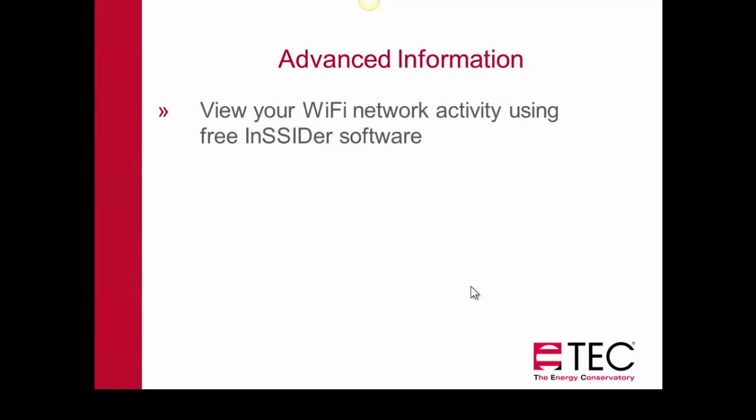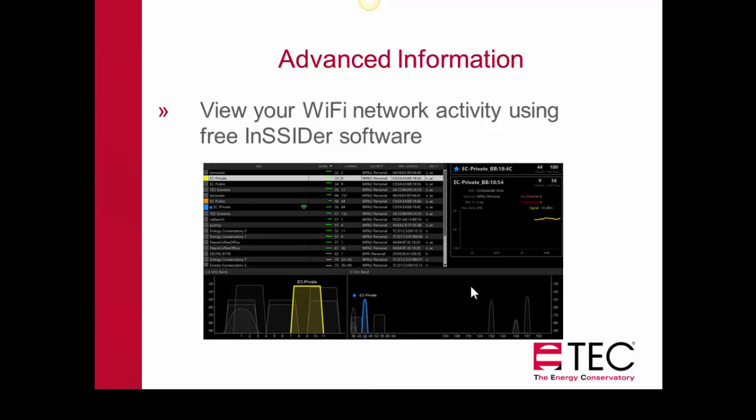There is a free software that you can view. You can view all the Wi-Fi network activities in your area and see where your Wi-Fi connection is compared to all of those. It's called InSSIDer. If you do a Google search, InSSIDer software, it's a free download, and that shows where your, in this case, this is our Wi-Fi router at work, and you can see all the other ones in your area. So it's a live display of where the connections are in your area.